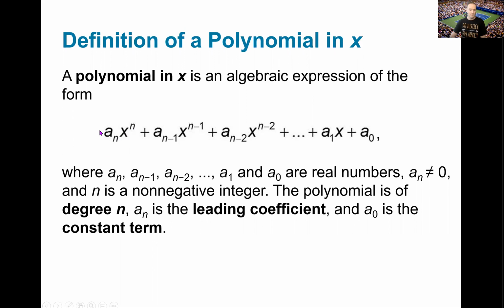That leading coefficient ends up being very important as to the graph of any polynomial degree n. Now notice I said polynomial degree n. The degree of a polynomial is just simply its highest powered exponent. So this polynomial that I have up here would be a polynomial degree n. And then of course it could have several lower powers of x in there.